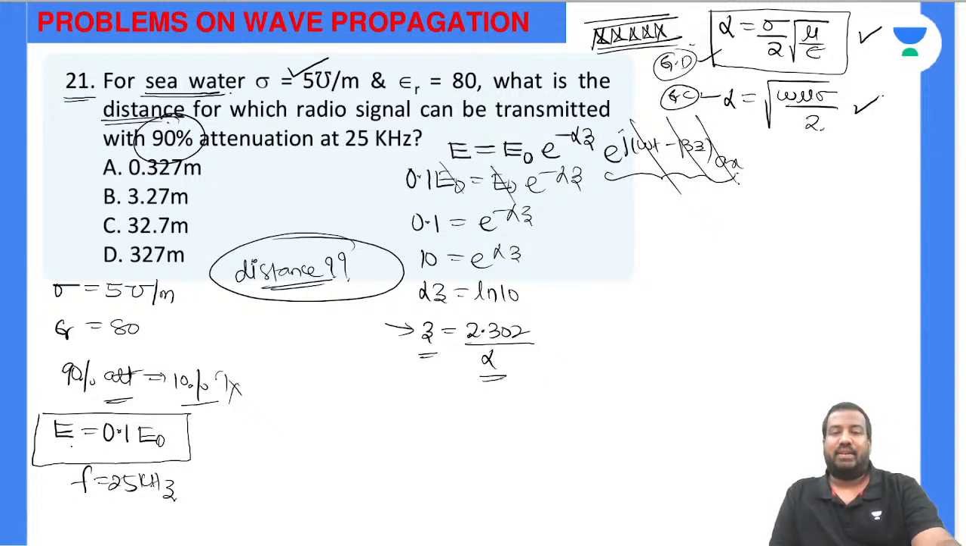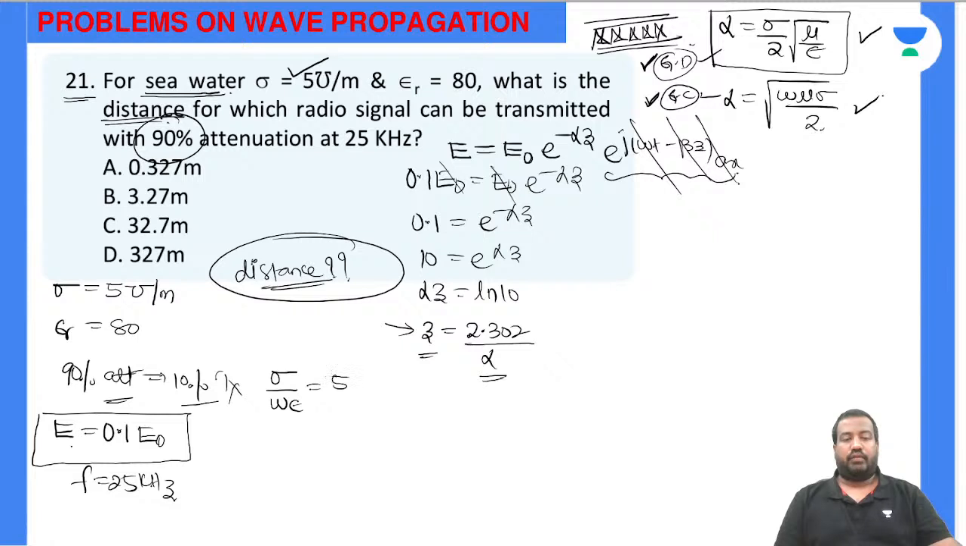Simple logic. If you want to know which one you need to use, we need to understand first whether it is a good dielectric or good conductor. Then only you can use the formula. How to understand whether it is a good conductor or good dielectric? Find sigma by omega epsilon, the loss tangent.